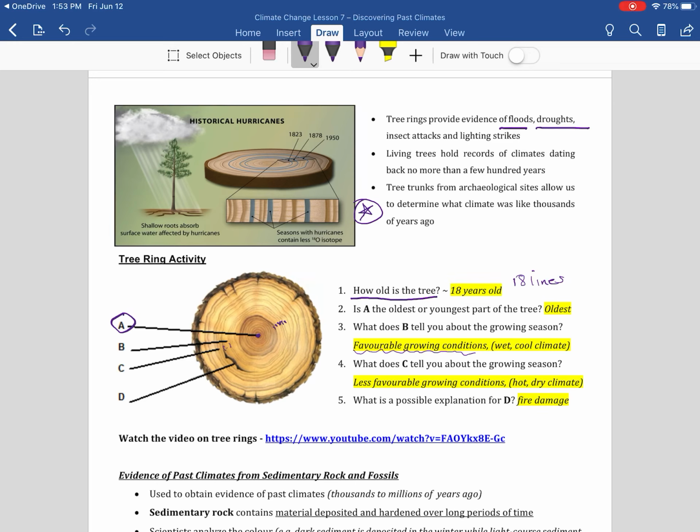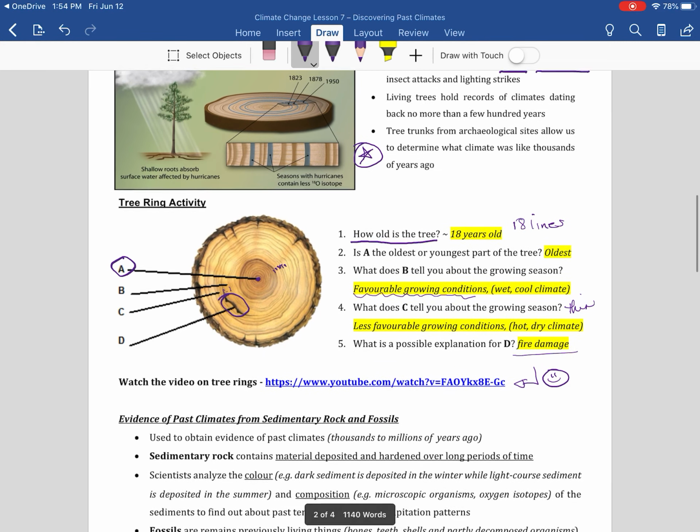Okay. C is fairly thin. Okay, so C is thin, and so that was less favorable, so less water, maybe not as many nutrients in the soil. And lastly, that dark black region that is indicated by D could be fire damage. All right, and here's a nice little video for you to watch at your leisure.